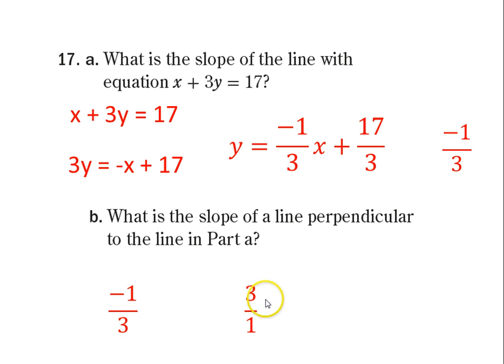These are opposite reciprocals, so these are slopes of lines that are perpendicular. And 3 over 1, you can leave it like that, or if you want to simplify it, it can be simplified to 3. So what is the slope of a line perpendicular to the line in part A? That would be 3.